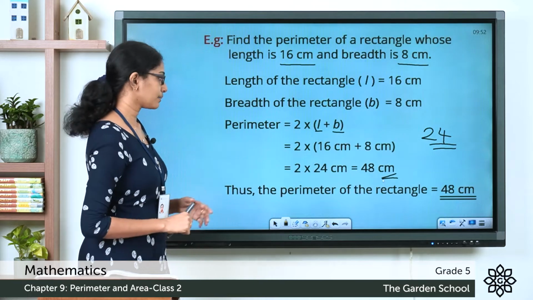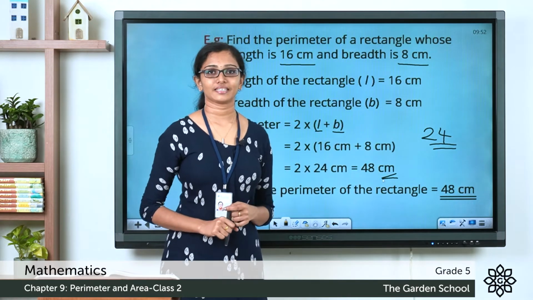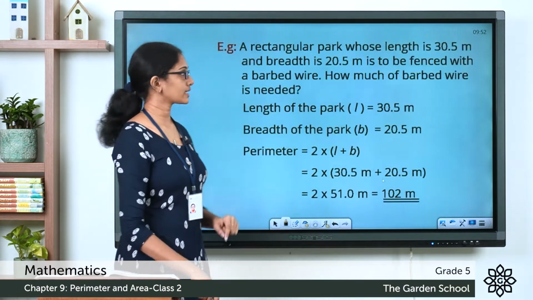So, the perimeter of this rectangle is equal to 48 centimeters. Clear? Now, we will see one more example.